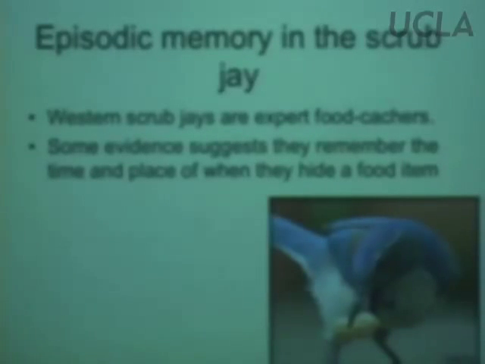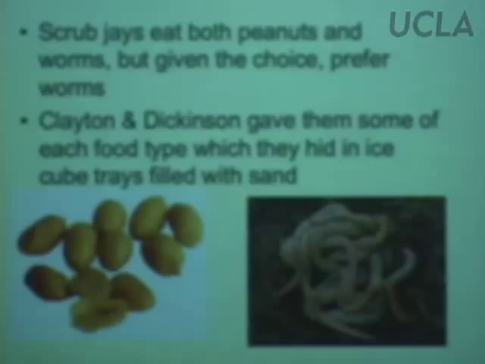So let me describe some of the experiments done with these animals. Scrub jays eat both peanuts and worms, they eat a lot of different things, but of these two types of food, if given the choice, they'd rather have a worm than a peanut. That's just how birds are. I guess worms are tastier to a bird than a peanut. They'll certainly eat peanuts, and they'd rather eat peanuts than starve. But if you give them a choice of one or the other, they'll go for the worm every time. Okay, so worms are the preferred food for birds.